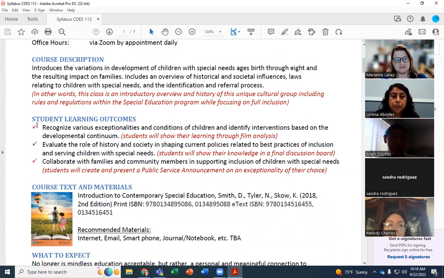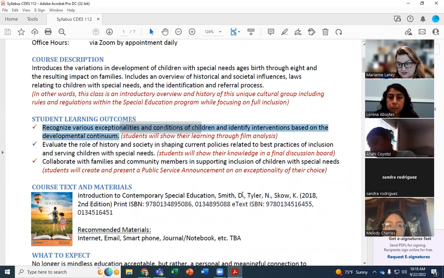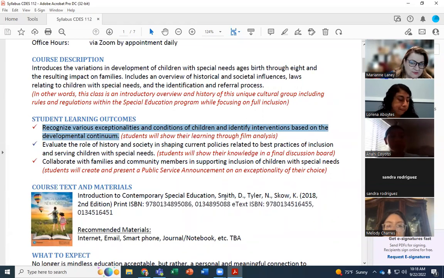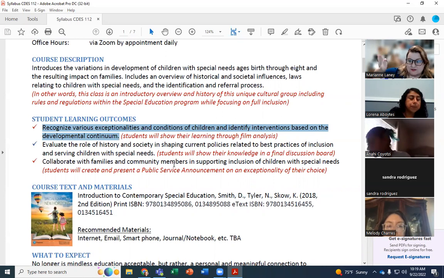Every class has these student learning outcomes, and we're going to talk about different types of exceptionalities. Like what's the difference between a seizure disorder and somebody with a physical impairment, like missing a limb, or someone from the deaf community. After the first 4 chapters, we'll have a different chapter that talks about a different category of special needs.